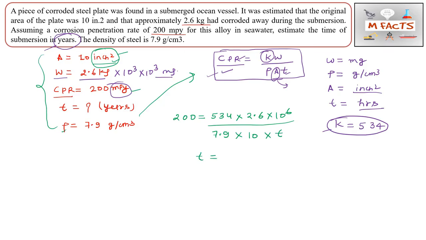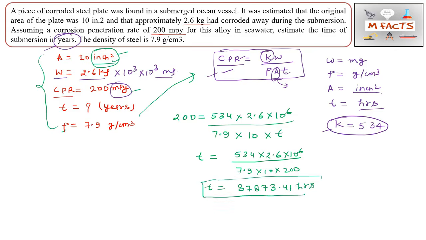So this area is also given, so from here we will be able to calculate this time. So time will be equal to 534 multiplied by 2.6 10 power 6, divided by 7.9, 10 into 200. From here we will be able to calculate this time, that is 87873.41 in hours. Okay, so this is in hours, but in the question they are asking in years. So how do we change these hours into years?